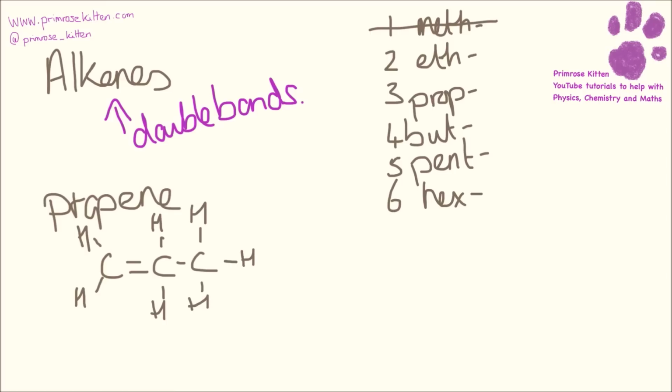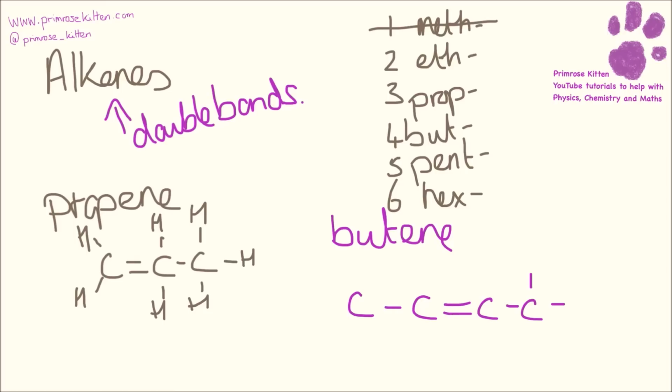If we were going to go on and draw butene, 1, 2, 3, 4 carbons, double bond, doesn't matter where it goes, 4 on that one, 4 on that one, 4 on that one, 4 on that one.